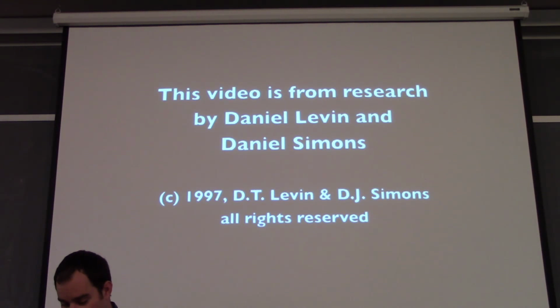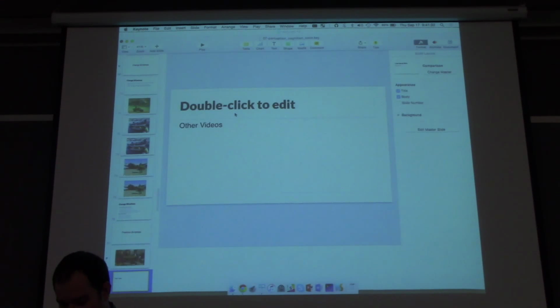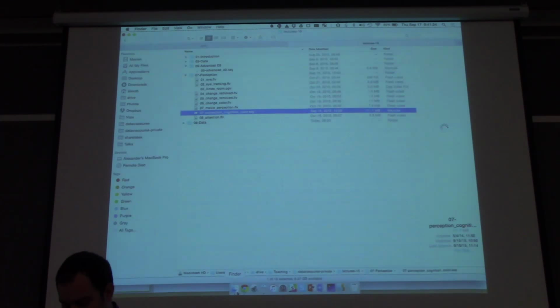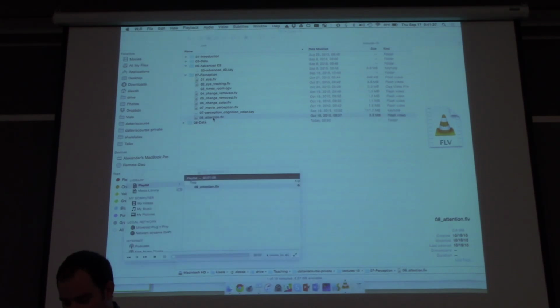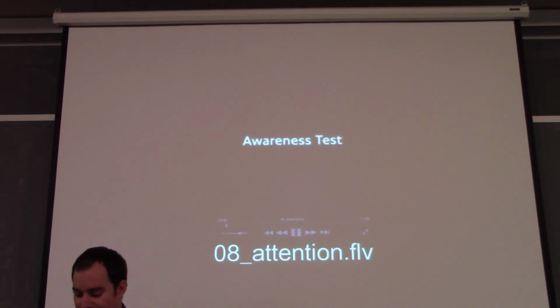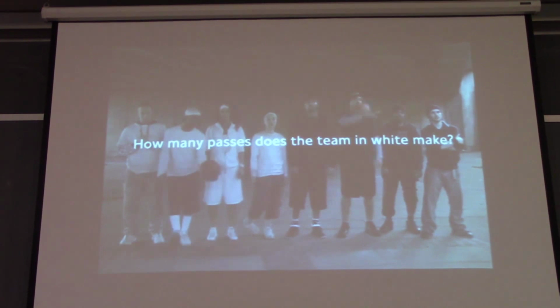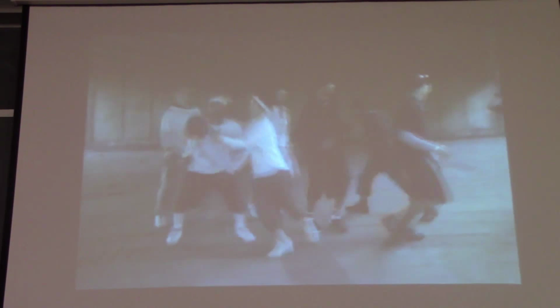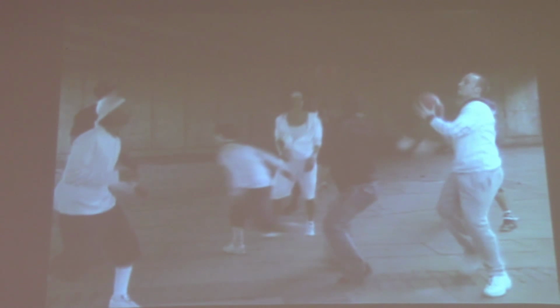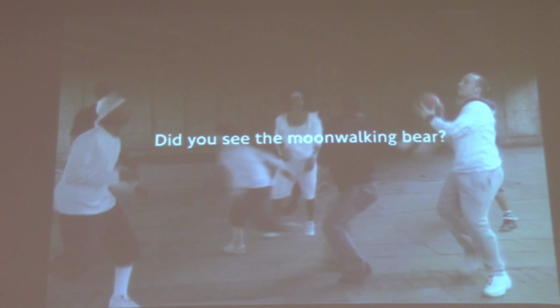This video is from research by Daniel. And then there's one on attention. This is an awareness test. How many passes does the team in white make? Go! The answer is 13. But did you see the moonwalking bear?